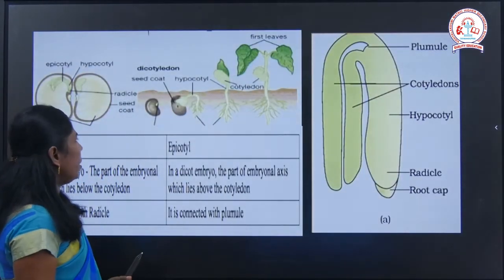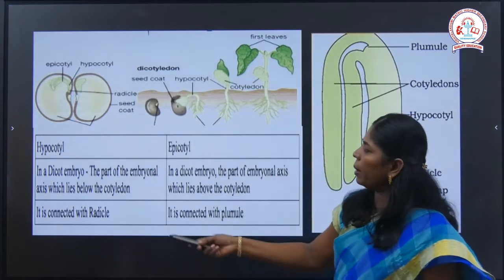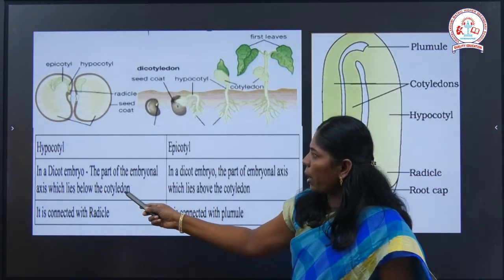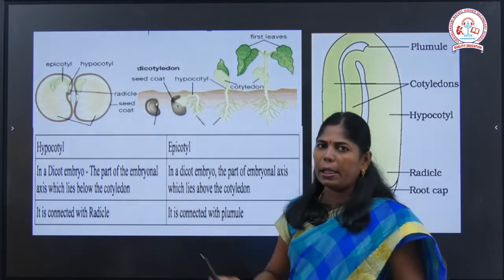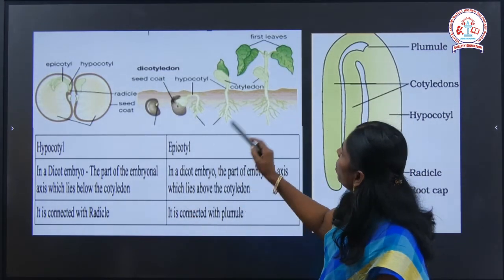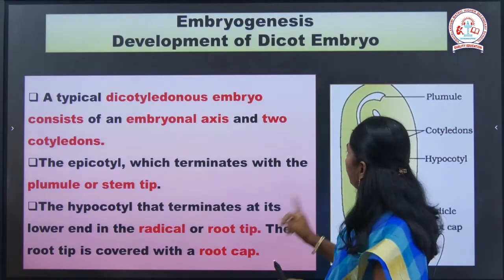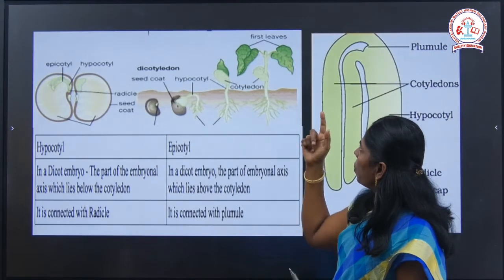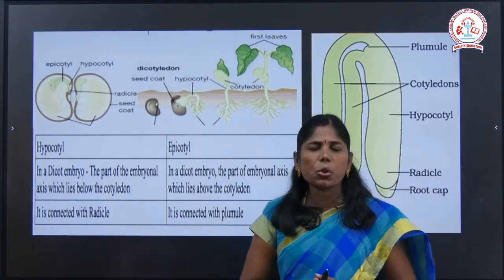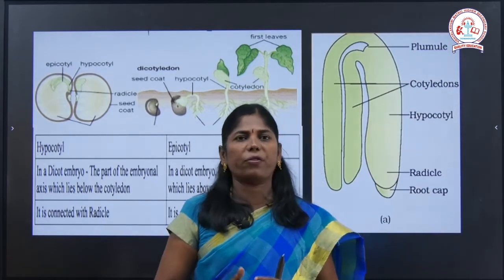So you can see the difference between the hypocotyl and epicotyl. Okay, the hypocotyl, in a dicot embryo, is the part of the embryonal axis which lies below the cotyledons. This one lies above the cotyledons. So below the cotyledons is this portion. Above the cotyledons, what is formed is the shoot. Okay, from the plumule the shoot comes, and from the radicle the root is formed.